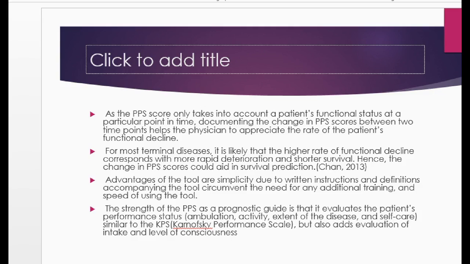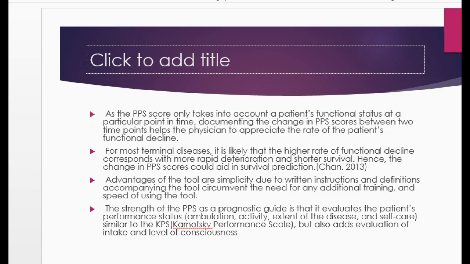As the PPS score only takes into account a patient's functional status at a particular point in time, documenting the change in PPS scores between 2 time points helps the physician to appreciate the rate of the patient's functional decline. For instance, taking one on admission and then in about 2 months, you would do another one routinely. For most terminal diagnoses, it is likely that the higher rate of functional decline corresponds with the more rapid deterioration and shorter survival. Hence, the change in PPS scores could aid in survival prediction.